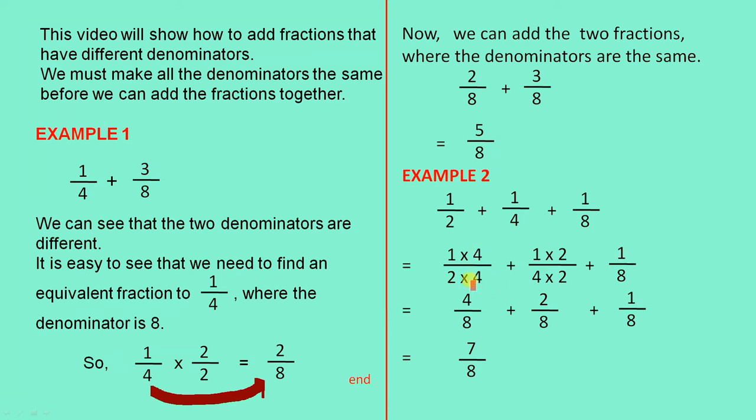So the new fraction here is 4 over 8 plus 2 over 8 plus 1 over 8. All the denominators are the same. 4 plus 2 plus 1 gives us 7. So the answer is 7 over 8.